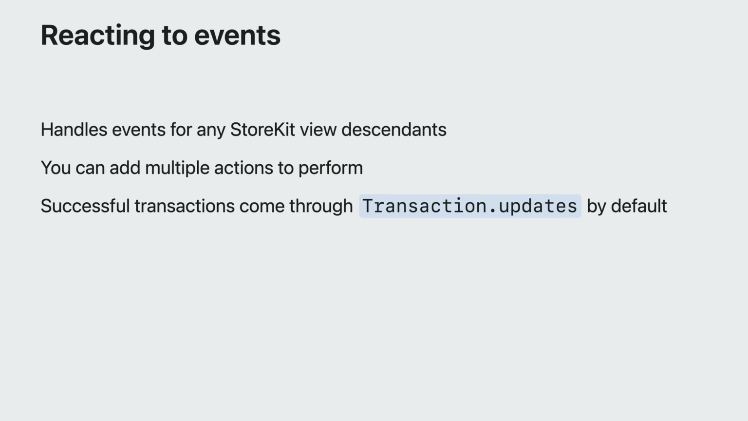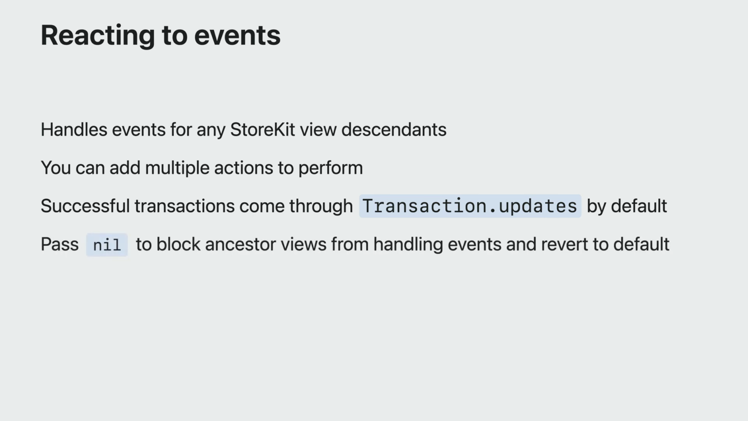By default, successful transactions from StoreKit views will emit from the transaction update sequence, but you have the option to add on in-app purchase completion to handle the result directly. You can pass nil to any of these modifiers to revert to the default behavior.